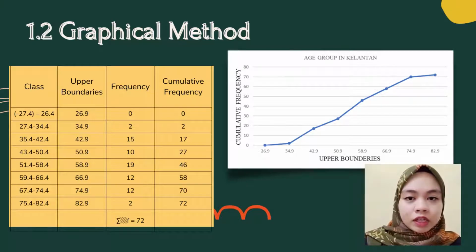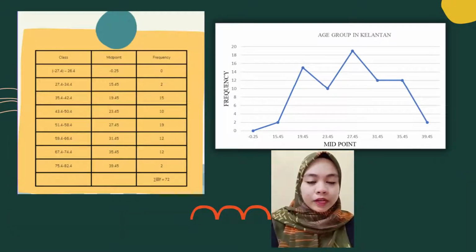For the cumulative frequency in this graph, the values go from 0 up to 70, 46, 58, 70 and 72. The upper boundaries are 26.9, 34.9, 42.9, 50.9, 58.9, 66.9, 74.9 and 82.9. A frequency polygon is a line graph that emphasizes the continuous change in frequencies.